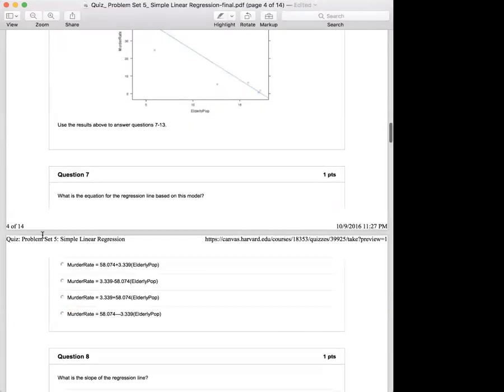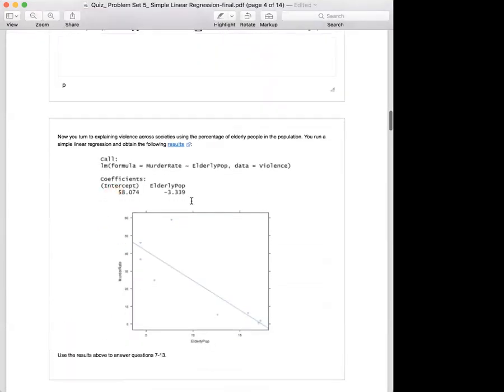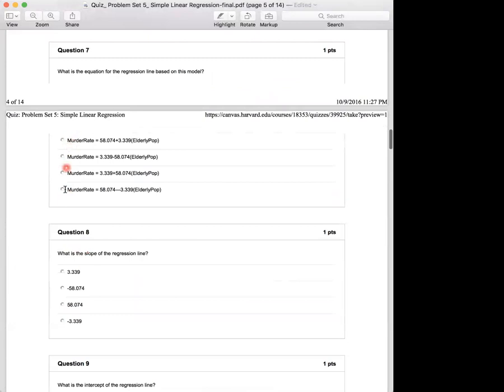So there you go. What is the equation for the regression line based on this model? Well, at this point, I hope it's a little more clear for you. Slope times the x variable, so slope times elderly population, plus the intercept, 58.07, equals the murder rate. And the murder rate is always the y outcome. And you can see that here, even in our answers that we provide, we're always giving you the murder rate, but the differences might be, first of all, that's technically a dash, or maybe 2 minus signs, but typically you don't have any negatives here.